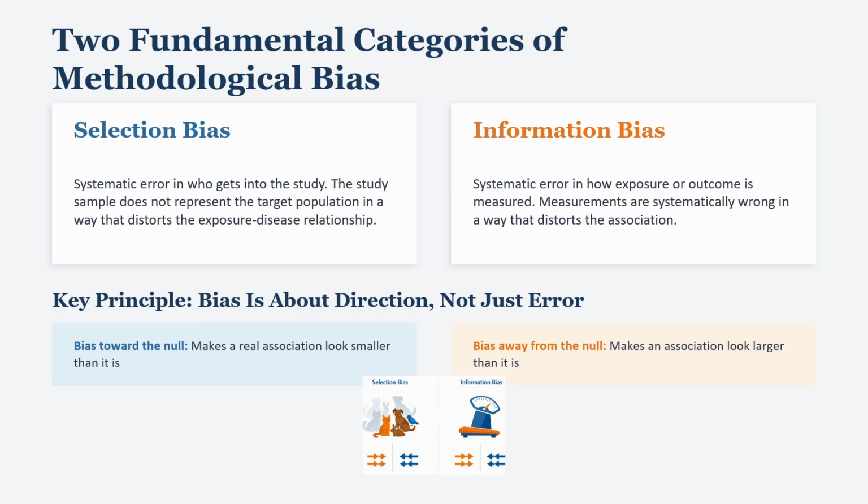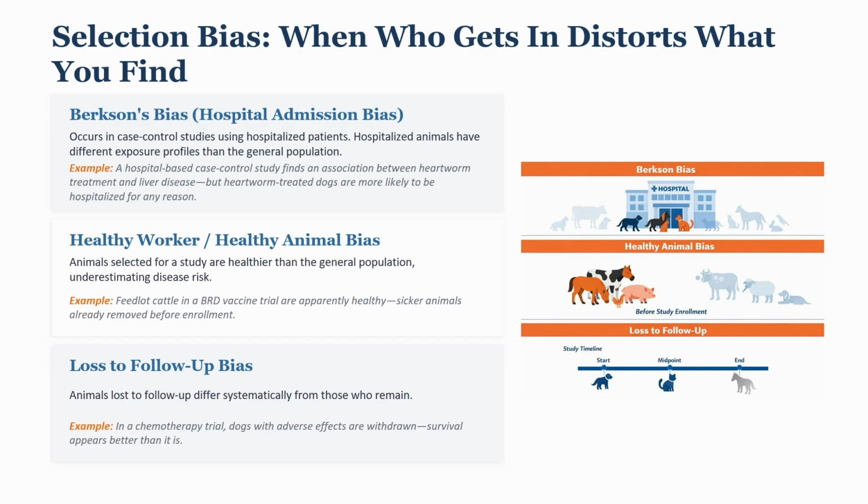Bias away from the null means the observed association is larger than the truth. The bias makes the exposure look more strongly associated with the outcome than it really is. This is the direction that generates false alarms, apparent associations that don't reflect a true causal relationship. Let's look at the major subtypes of selection bias with concrete veterinary examples.